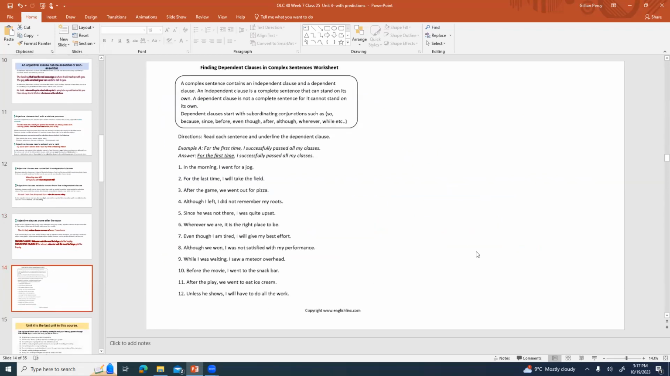Okay. Finding our dependent clauses in complex sentences. We've been talking a lot about them. The big thing to keep in mind is they start with subordinating conjunctions, such as so, because, since, before, even though, after, although, wherever, while. Okay, so we're going to read each sentence and underline the dependent clause at this point.